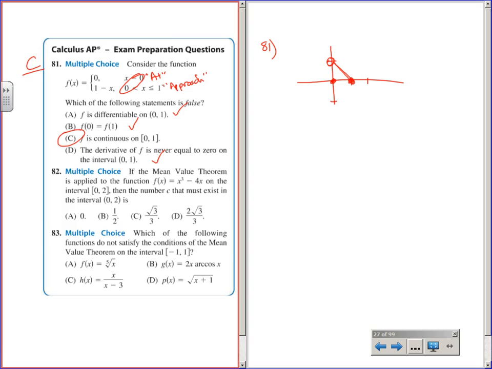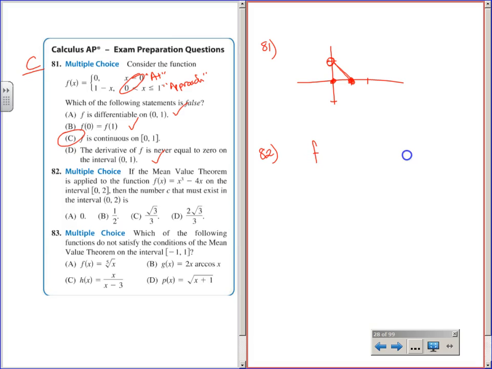Fine. Number 82 says, if the MVT is applied to the function x cubed minus 4x on the interval, then the number c that must exist, we can kind of jump through all the hoops and say, okay, MVT does apply. Forget the continuous, forget the differentiable. I can go straight to, what's the conclusion of MVT? Then there must be an x equals c within a to b such that f prime of c equals f of b minus f of a over b minus a. You guys used 2 and 0, right? Look at you guys knowing MVT. That's awesome.